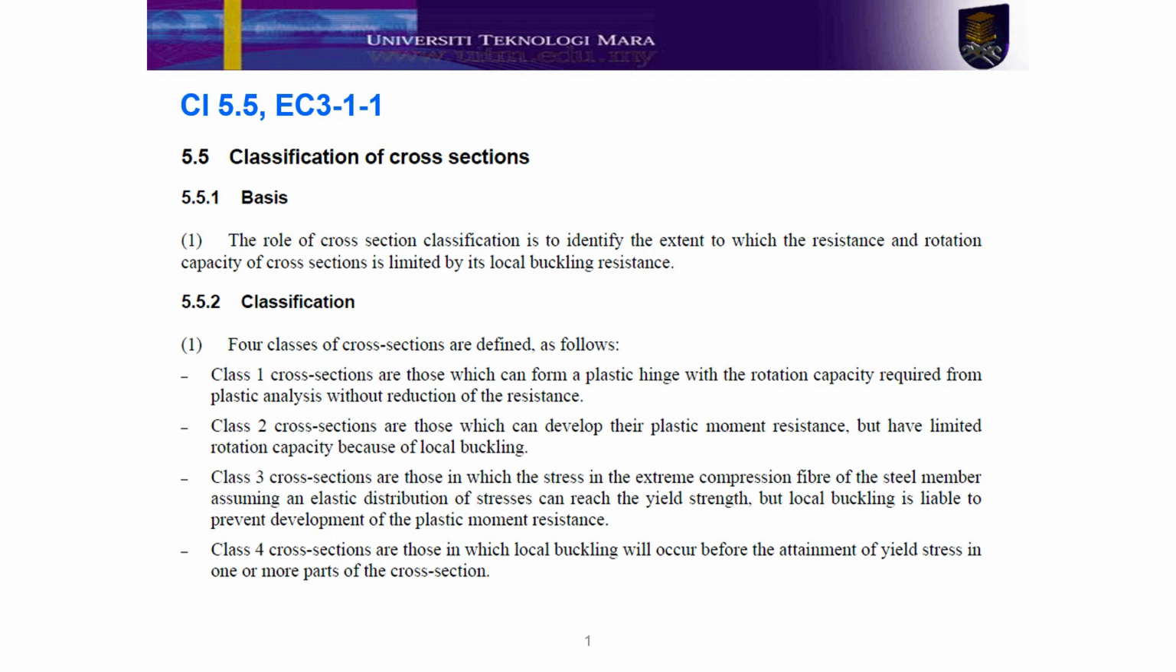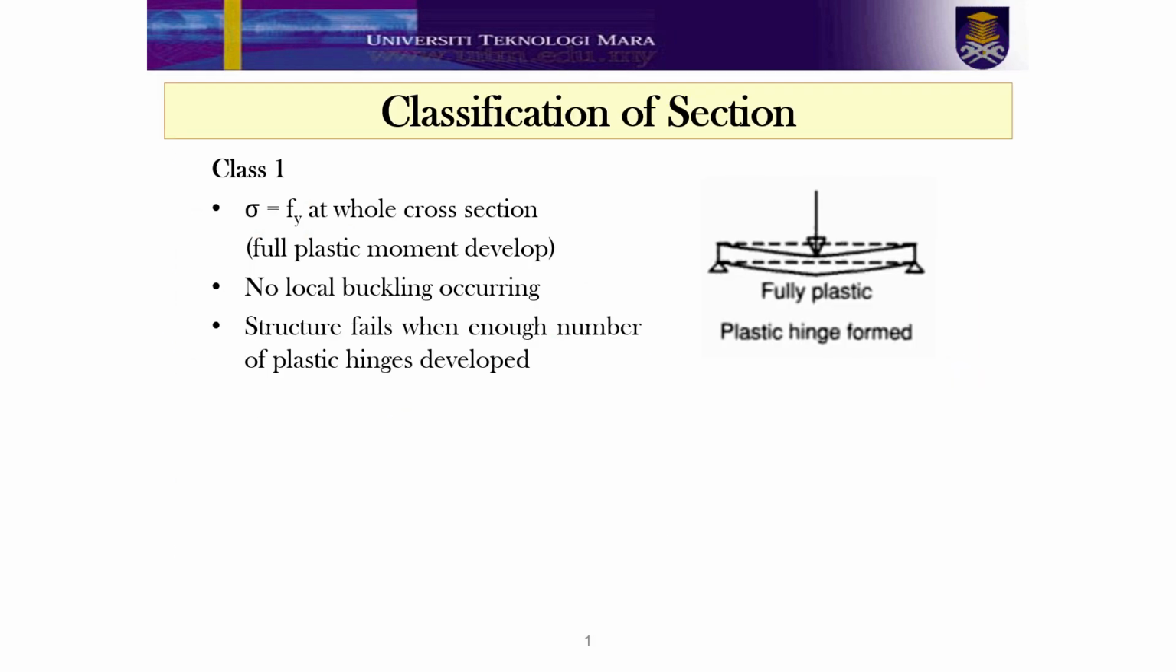To do this, you must refer to Clause 5.5, EC3 Part 1-1. In general, the cross-section can be classified into 4 classifications, which have been listed in Clause 5.5.2. Do you know what is meant by Class 1, 2, 3 and 4? If the designed section falls under Class 1, it means that the section is considered as a plastic section. Plastic section allows the whole cross-section to fully develop plastic hinges, and the rotation is allowed based on the plastic analysis required. The structure will only fail when enough plastic hinges have developed. Hence in this case, no local buckling will occur.